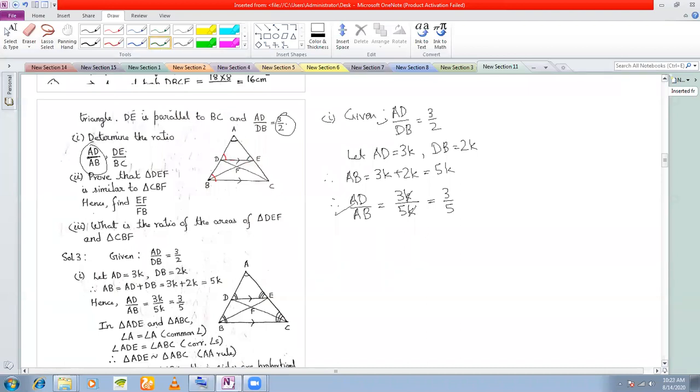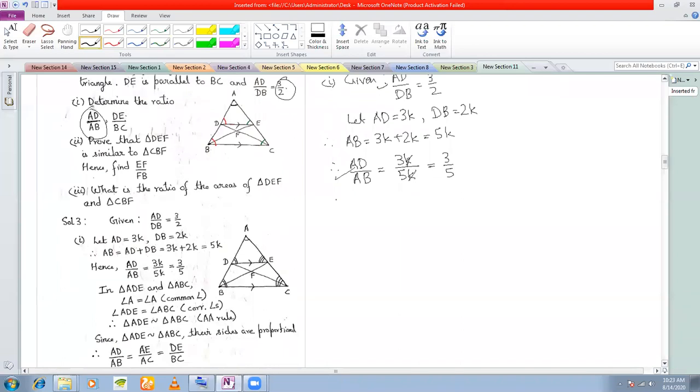And let me mark the third angle also. These two angles also have to be equal. Now we write the proportional sides, since you'll do the proof of similarity and then you will write this. Since triangle ADE is similar to triangle ABC, sides are proportional.